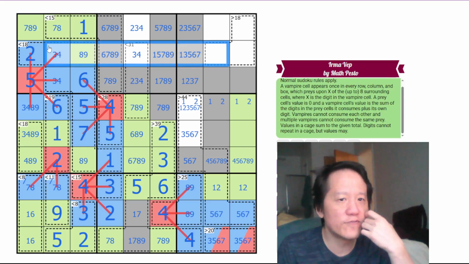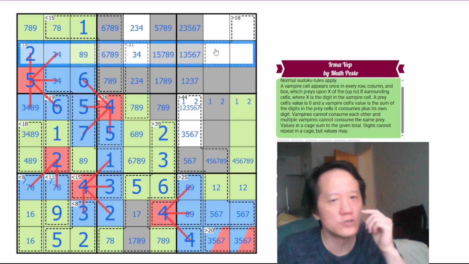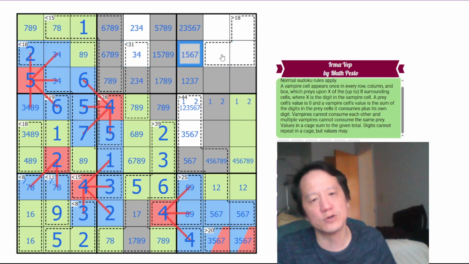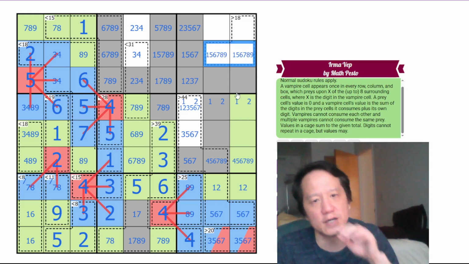We have a 3, 4, 3, 4 pair in row 2, which eliminates 3 and 4 in the rest of the row. This can't be 3. This has to be 1, 5, 6, 7, 8, 9.